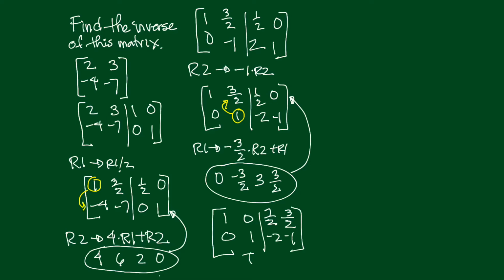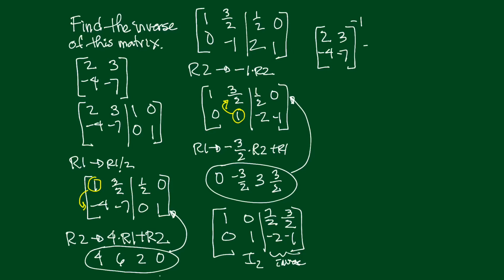All right, so here's the identity, the 2 by 2 identity, and here is the inverse. So I'm going to say, here's how I'm going to write this. Here's our original matrix, 2, 3, negative 4, negative 7. The inverse of this is equal to this new matrix, 7 halves, 3 halves, negative 2, negative 1.